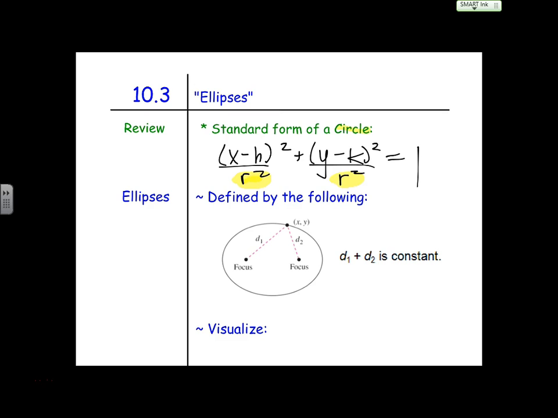The circle has one constant radius all the way around. The ellipse does not. What is it? It has a constant relationship of whatever the distance from one focus and the other focus are added together. There's a constant sum of the two distances from the foci.